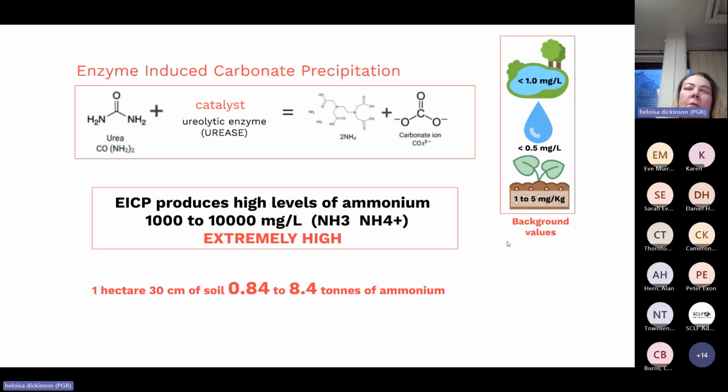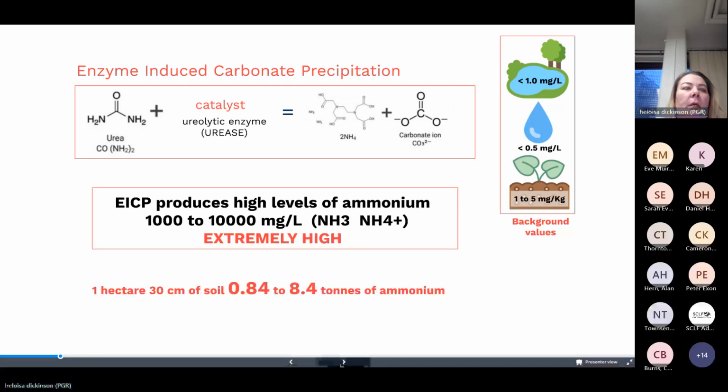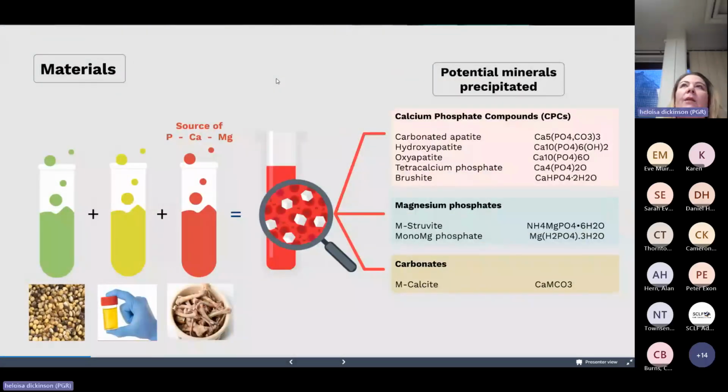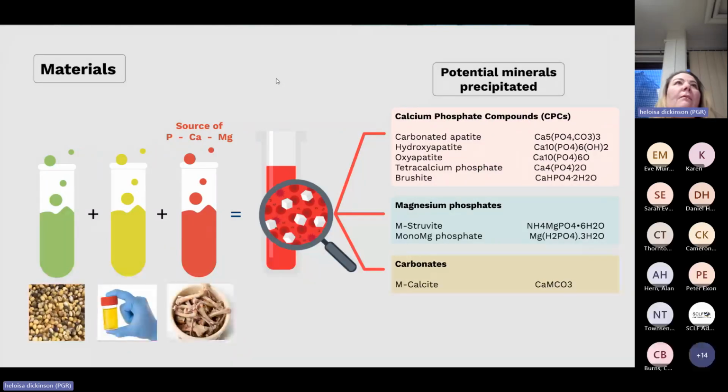Then I did a quick calculation. I used approximately 100 ml of my cementation solution to treat 5 grams of soil. So using that proportion to treat 1 hectare of land, considering only the first 30 centimeters of soil, or the top soil, we would produce between 0.84 to 84 tons of ammonium. That's using the minimum and maximum numbers here, which is the equivalent of a small environmental disaster. Then I knew that I wouldn't be able to propose EICP simply. I would have to propose EICP with a method for remediation of the remediation, or I would have to try to find another solution.